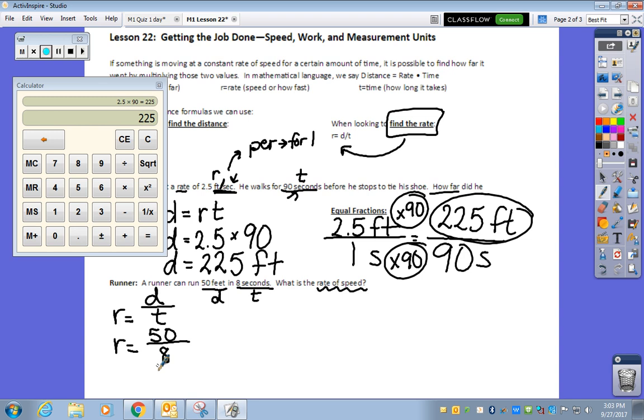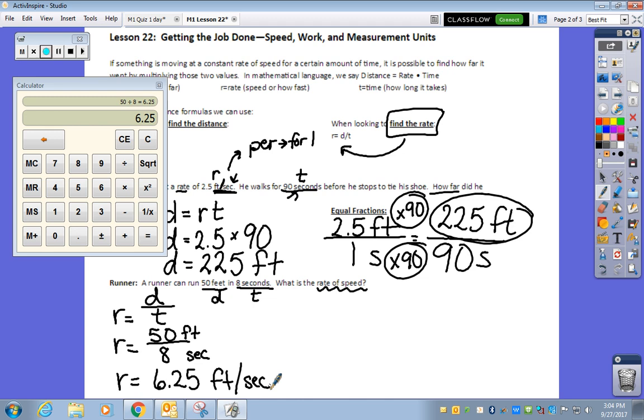Now, I'm going to suggest when you're doing a rate that you label it, so feet, seconds, because that's going to be helpful with our answer at the end. So our rate then, if I take 50 and divide it by 8, I get 6.25 as my answer. My units for this would be feet per second. Okay, so that's the rate of speed, or how fast they are running.